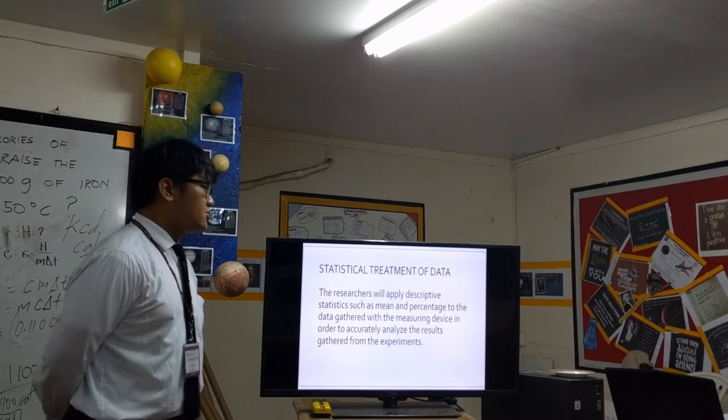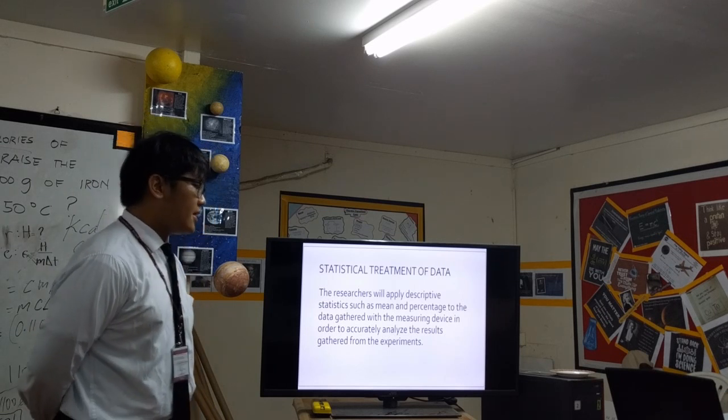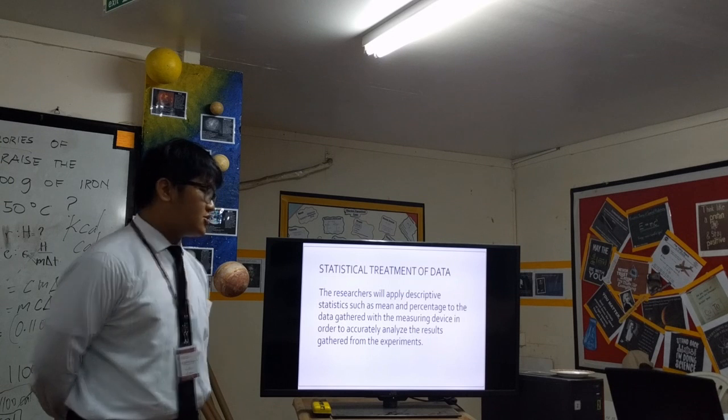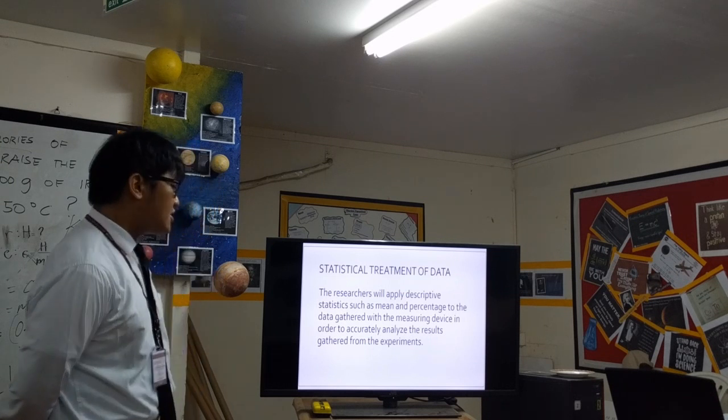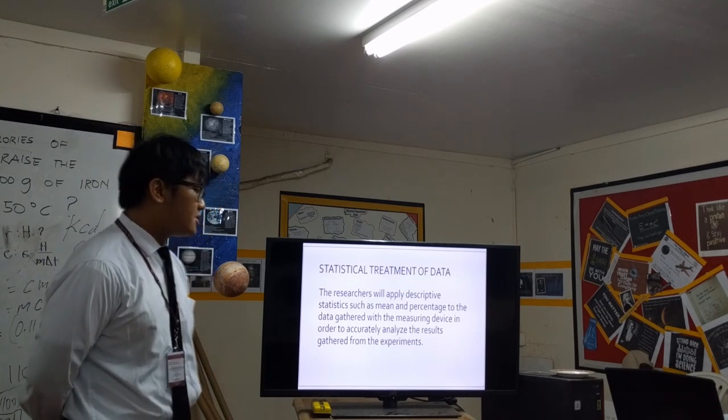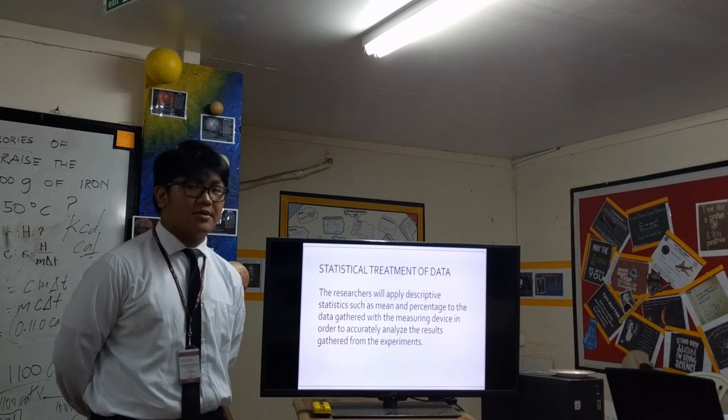Moving on with the statistical treatment of data. The researchers will apply descriptive statistics such as mean and percentage to the data gathered with the measuring device in order to accurately analyze the results gathered from the experiments.